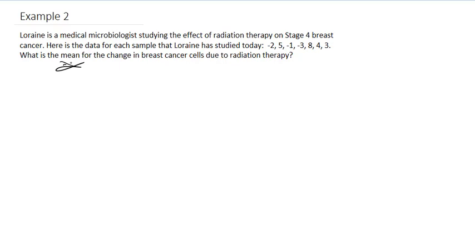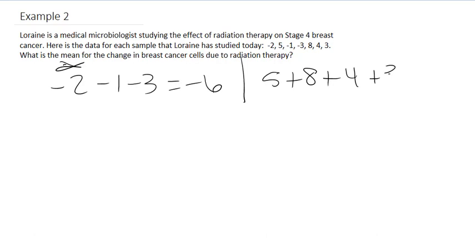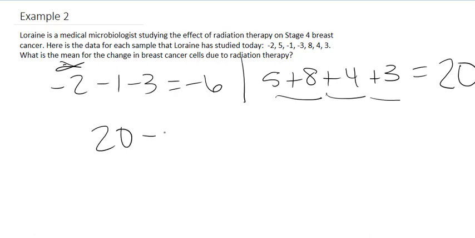So let's do that. So we have -2 minus 1 minus 3. This is equal to -6. Now we have the positive numbers, which is 5 plus 8 plus 4 plus 3. So 5 plus 8 is 13, plus 4 is 17, plus 3 is 20. So now we have 20 minus 6, which is equal to 14.